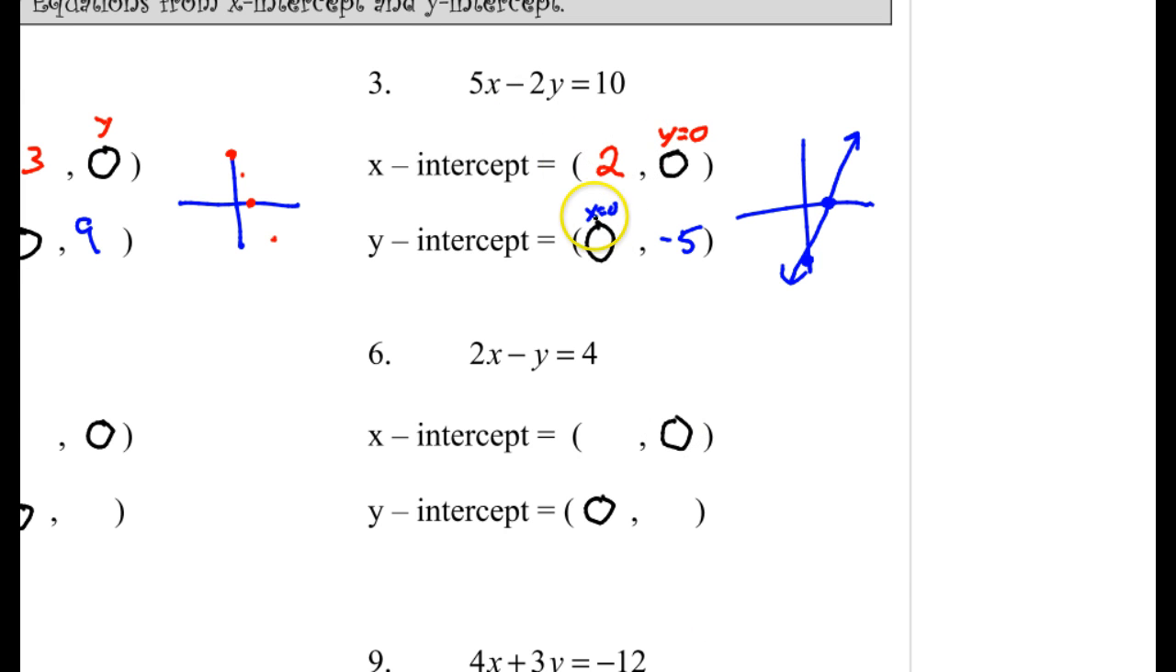Why did I put 2 in the x spot? How did I get 2? Plug in y equals 0. So if this is 0 right here, this -2 times 0 is 0, and I'm left with 5 times what is 10, and that's how we got 2. So it's the same thing, but slightly changed. First I do 0 for one, then I do 0 for the other.